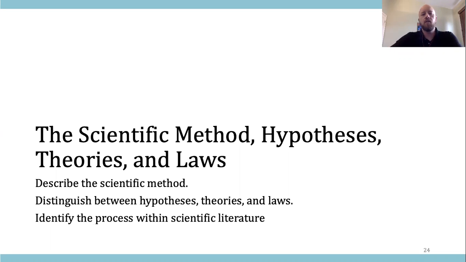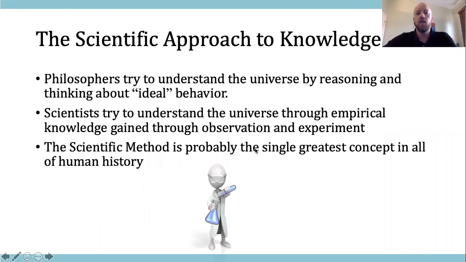A couple of things that we generally want to be able to understand for sure: to be able to describe the various parts of the scientific method, to be able to distinguish between the definitions of hypothesis, theory, and law. And sometimes we will use this in an application, by looking at how we identify these various processes within various kinds of literature.